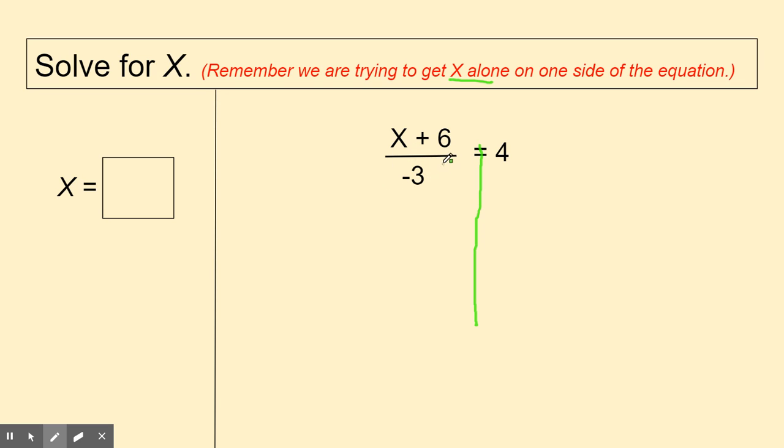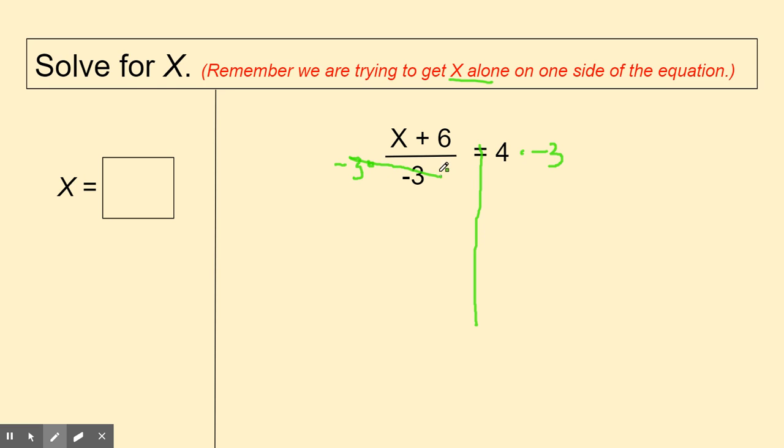What I want us to do is think of this as a fraction. And we don't like fractions in two-step equations. So what we are going to do is figure out how to get rid of this fraction, x plus 6 over -3, or divided by -3. So if it's x plus 6 divided by -3, the opposite of dividing by -3 would be to multiply by -3. So we are going to multiply both sides by -3.